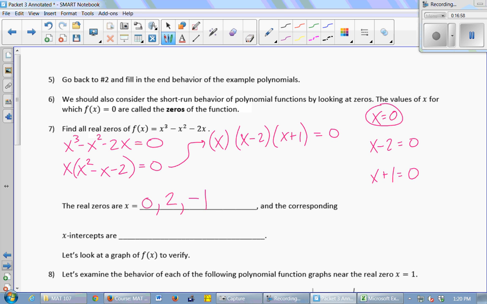So there's a slight technical difference between zeros and x-intercepts. Zeros are just the x values where the function is 0. X-intercepts are points, right? So what point corresponds to a zero of, say, 2? That's not a y-intercept. 2, 0 is my x-intercept. 0 would be 0, 0. And negative 1, 0.